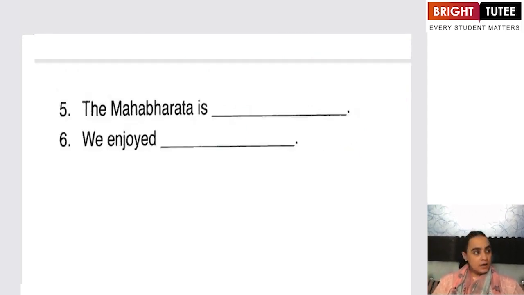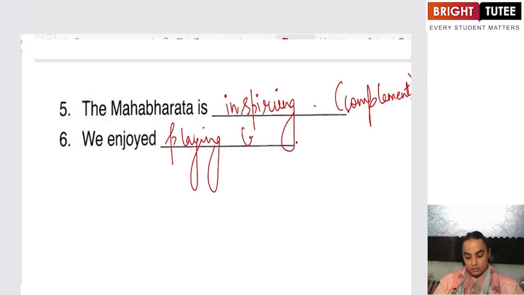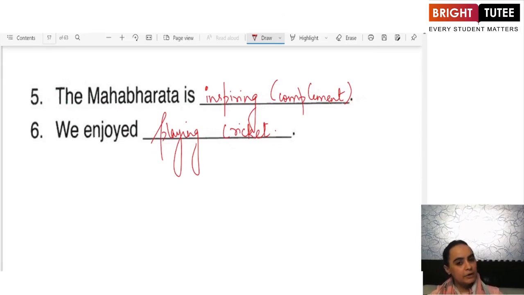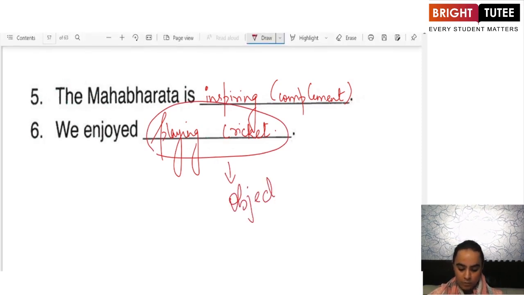The Mahabharata is inspiring. This is an adjective that I am using to describe my subject. So this is a complement. We enjoyed. What did we enjoy? Let's say playing cricket. So we enjoyed playing cricket. What did we enjoy? Playing cricket. So, playing cricket is my object.